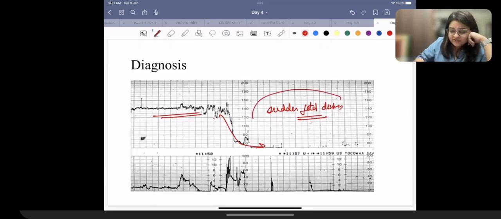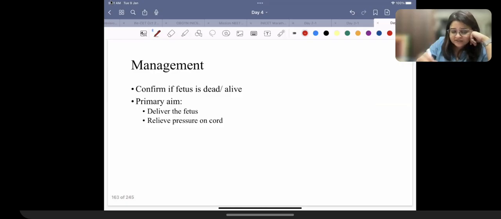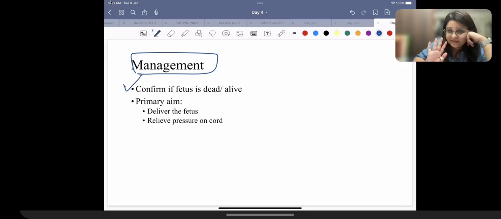Now so sudden fetal distress हो गया, आपने PV किया, आपको cord feel हो गया, what will you do next? So what is the immediate thing that you need to do? The first thing is you need to confirm ki baby is alive na. If the fetal heart rate is there, even if bradycardia, if the baby is alive, immediately shift her for a cesarean section.